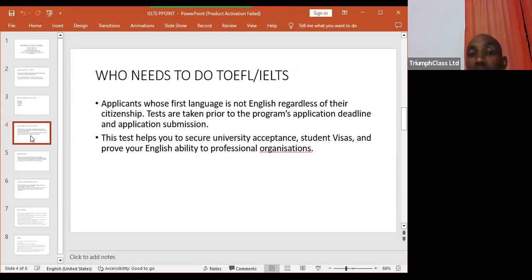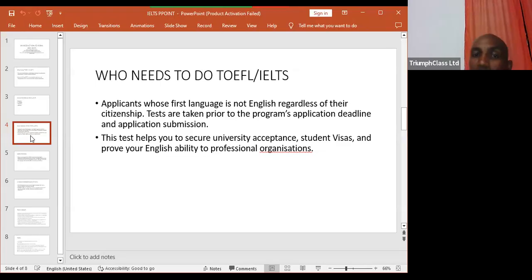Applicants whose first language is not English, regardless of their citizenship, all over the world, we have many countries where English is not a native language. So people from those countries have to do these tests in order to grab those opportunities in foreign countries that speak English. So tests are taken prior to the program's application deadline and application submission. So that means that the scores in these tests are attached to your application and you submit.